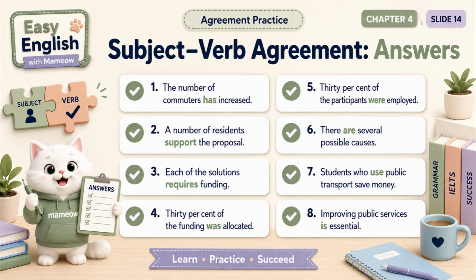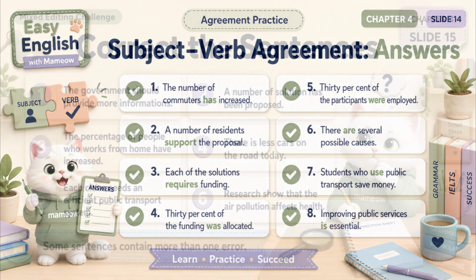8. Improving public services is essential. The gerund phrase improving public services functions as one singular subject, so we use is. How many did you get right? If any of these were difficult, review the rule, then try the exercise again.